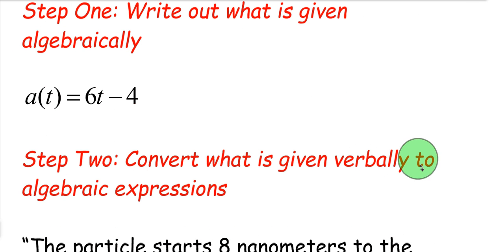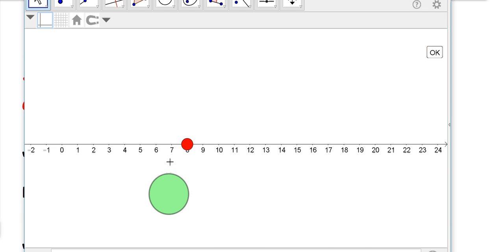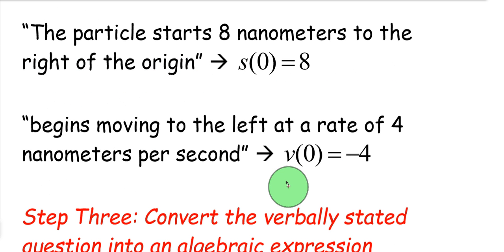Step 2, convert what is given verbally to algebraic expressions. Notice in the sentence it says the particle starts 8 nanometers to the right of the origin. Again, if we look at our simulation, we can see that. So what does that mean? That's its position, and remember, position is denoted by s of t. In this case, it's going to be s of 0 because it's an initial position, so starts. So at t equals 0, position is 8, therefore s of 0 equals 8.